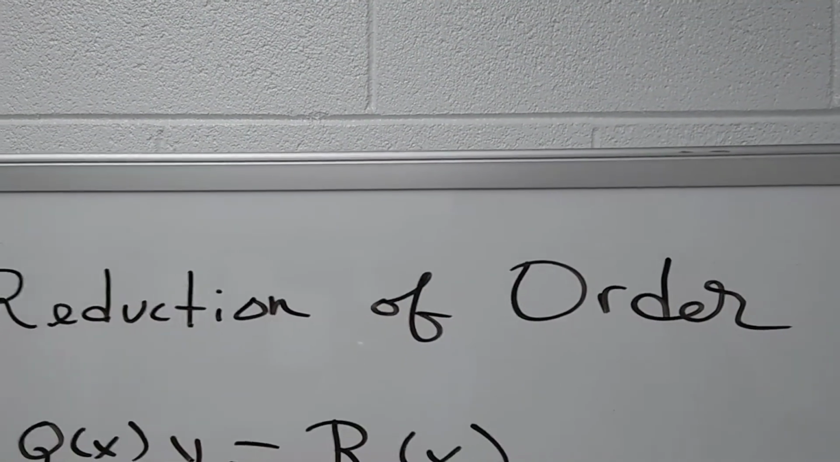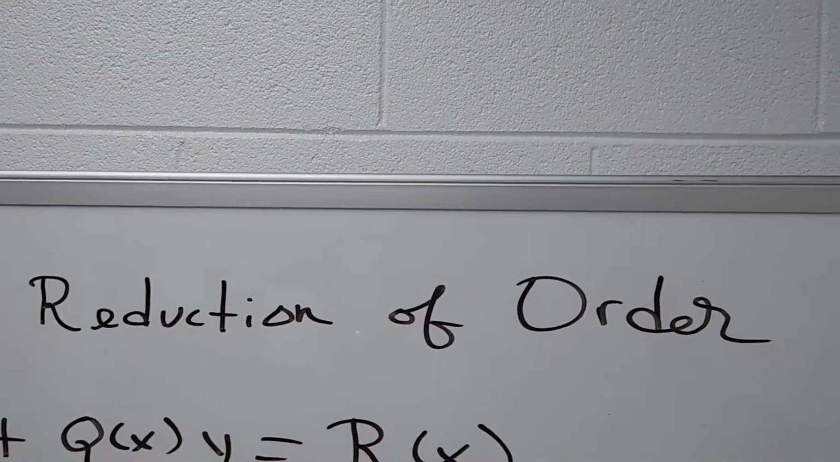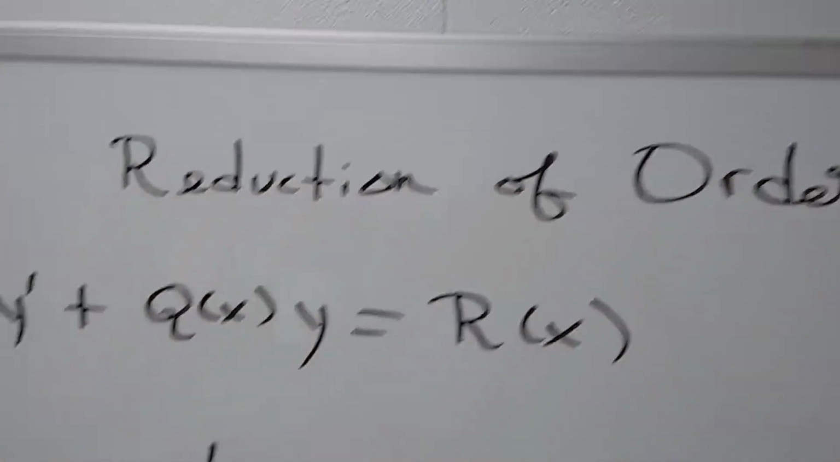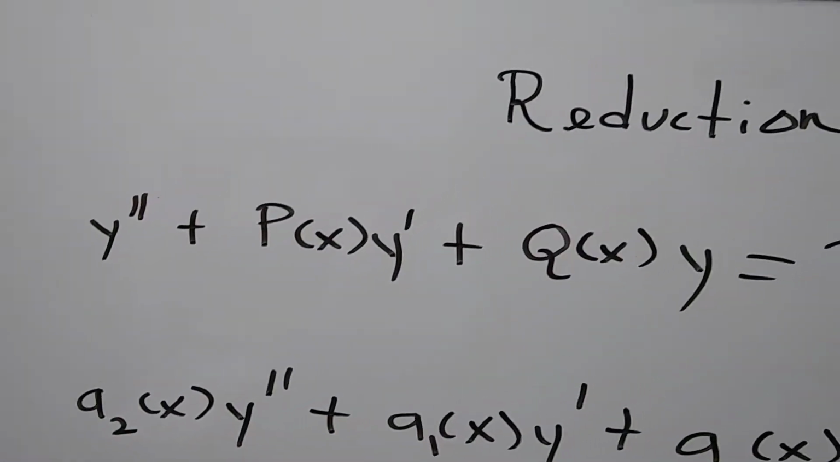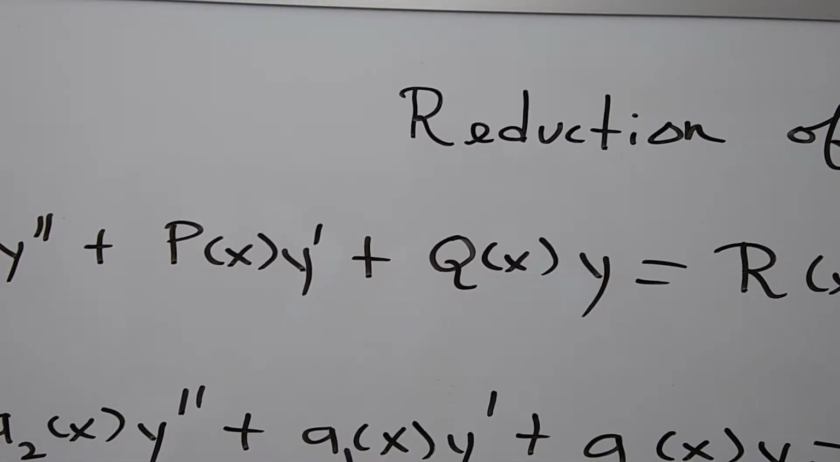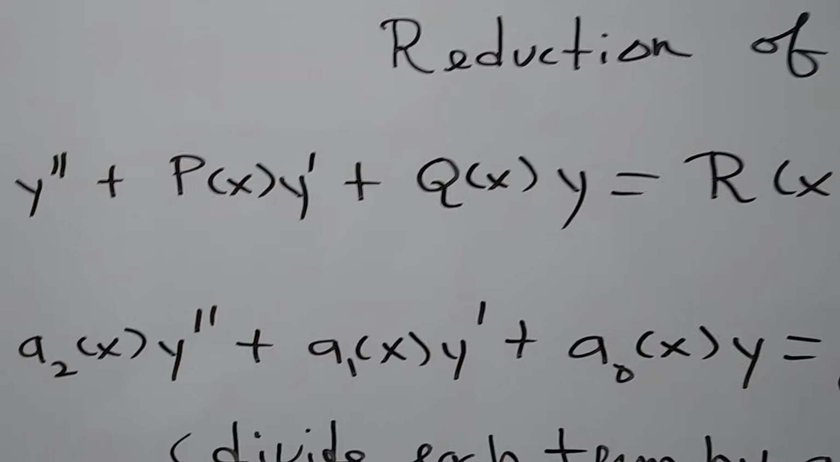The differential equation I'm dealing with will be a second order linear differential equation. The process is called reduction of order. So I want to get my equation in the form y double prime plus p of x y prime plus q of x y equal to r of x.